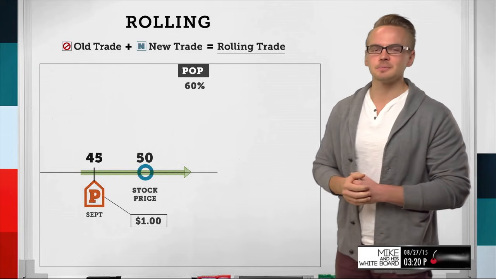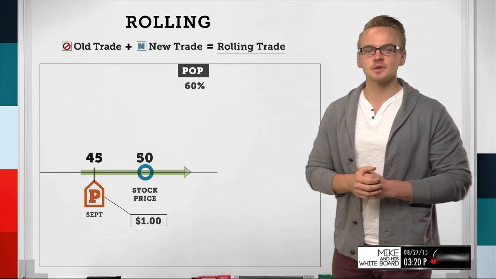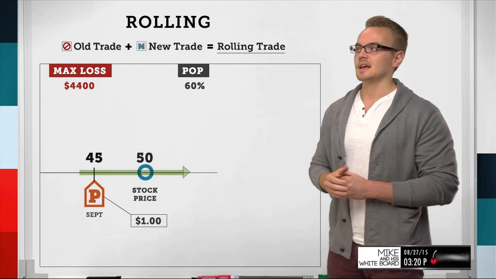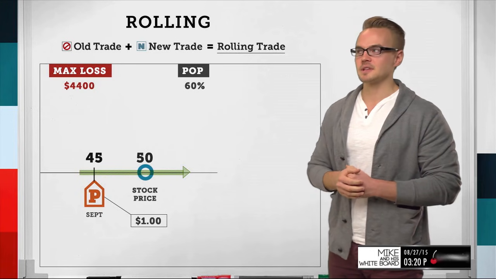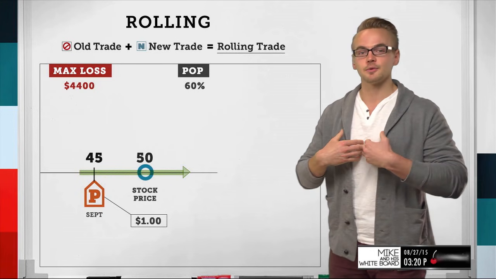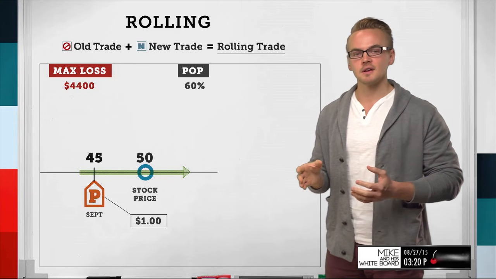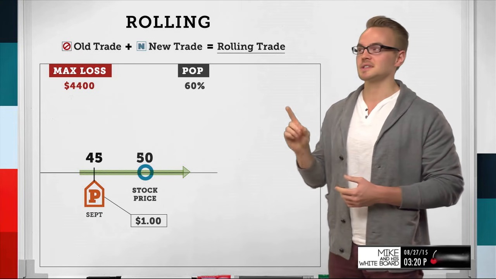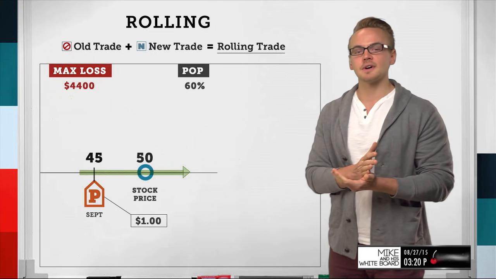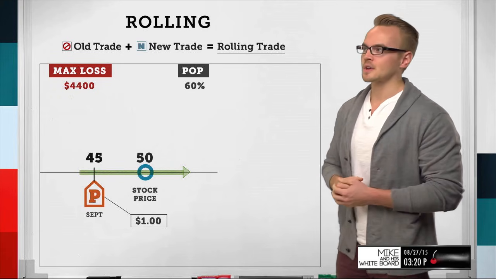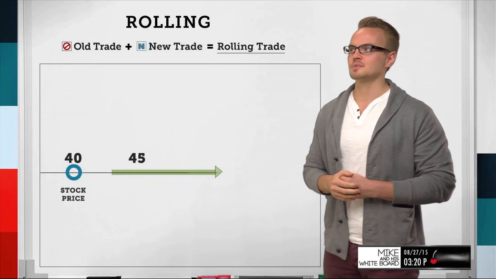Now, if I'm selling a put at 45 for $1, that means my max loss is going to be $4,400. If I'm selling the right for someone to sell me the stock at 45, and the stock price goes to zero, I'll have to buy the stock at $45. But since I received $1 in credit for that, that brings my break even lower than 45 to 44. So let's move this along and see what happens when the stock price moves down.